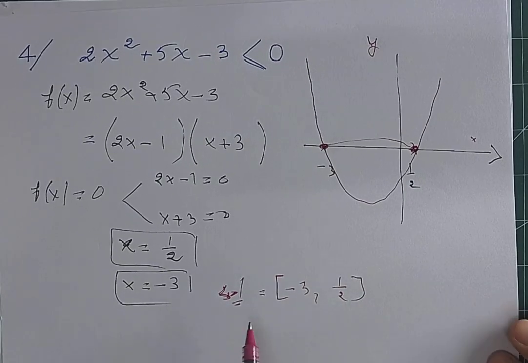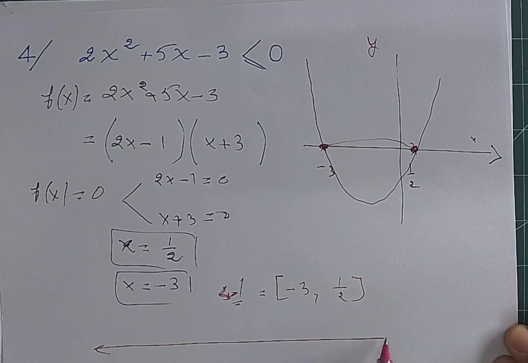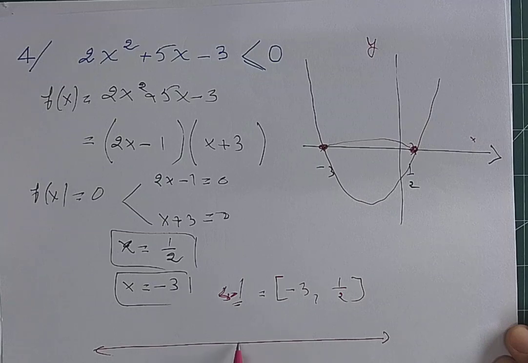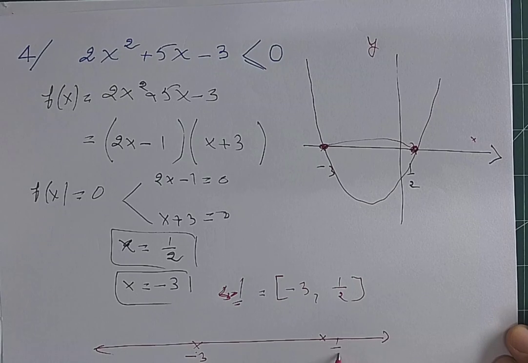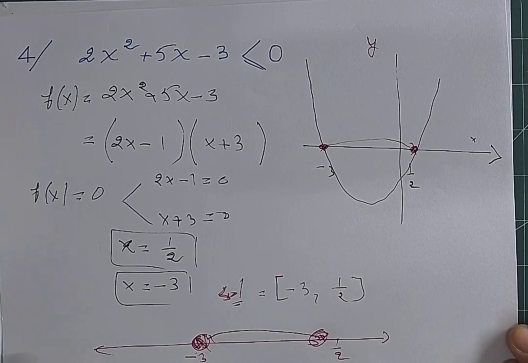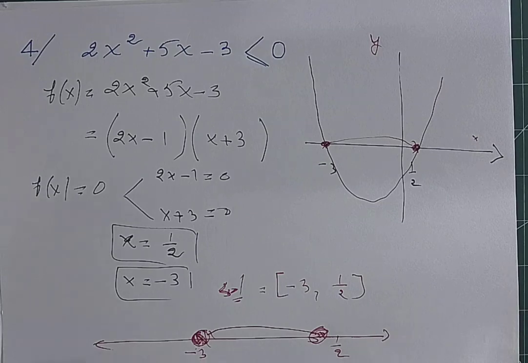The second method to put the solution is like that. When you put the number line, here we have minus 3 and 1.5. So this part is like that and like that. So here, guys, I give you the easy way from the graph, and you use the graph to find the solution of this kind of inequality.